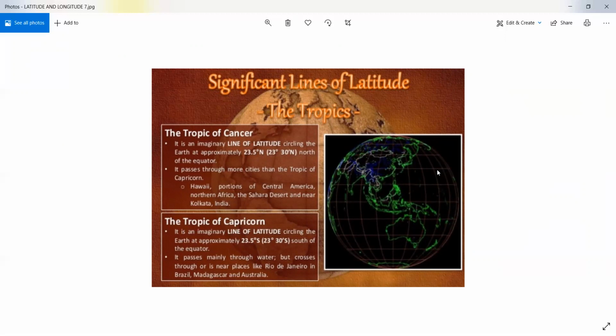The Tropic of Capricorn. It is an imaginary line of latitude circling the Earth at approximately 23.5 degrees south of the equator. It passes mainly through water, but crosses through or near places like Rio de Janeiro in Brazil, Madagascar, and Australia. Like here, water means seas and oceans.